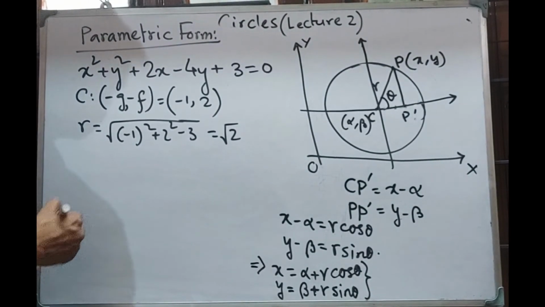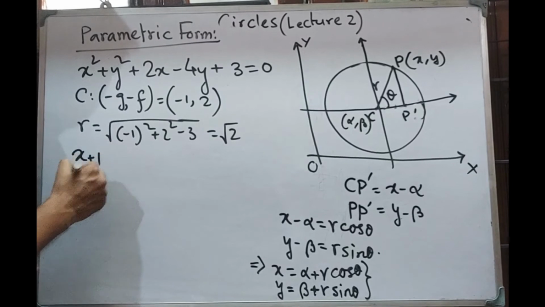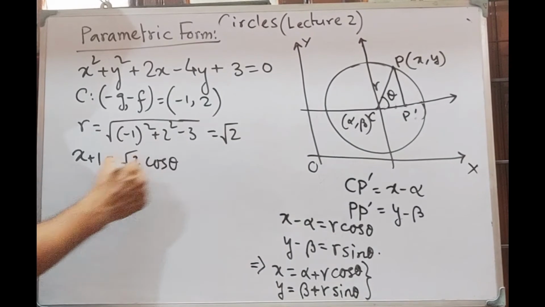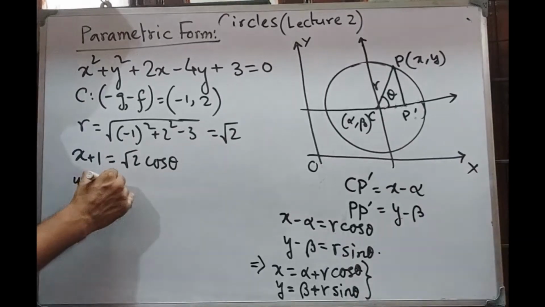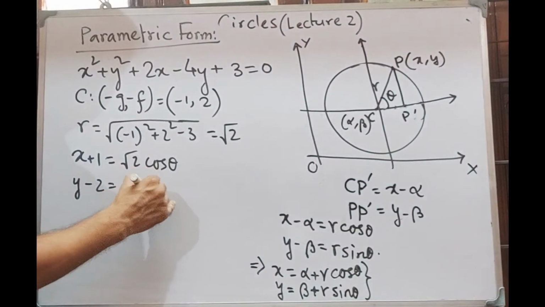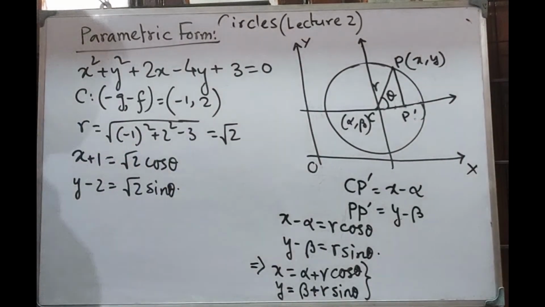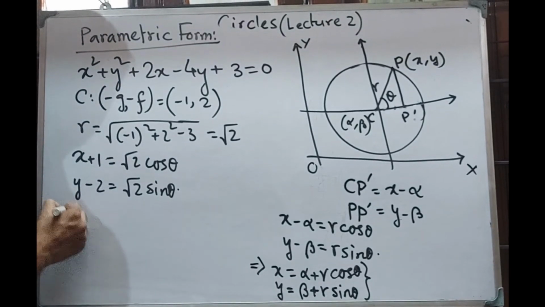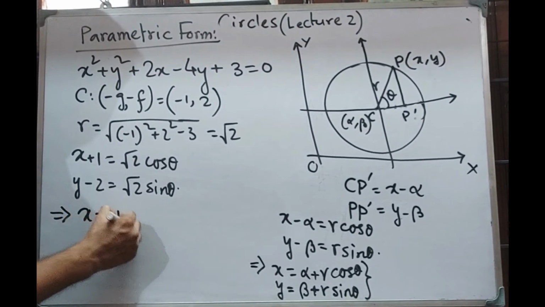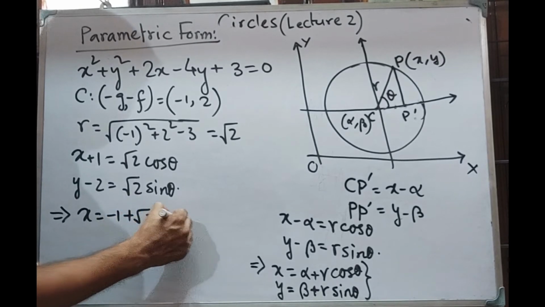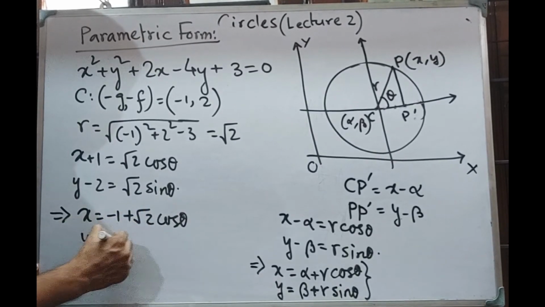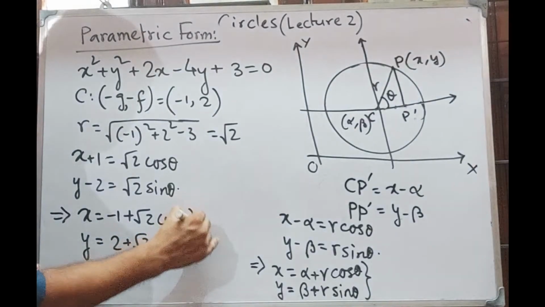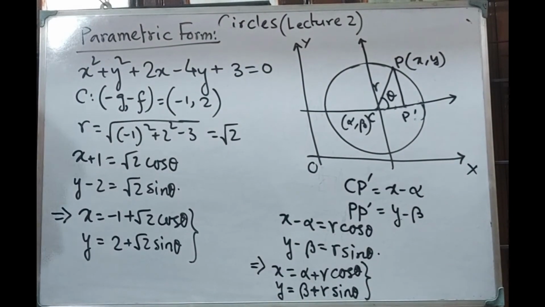So from this we can say that the parametric form should be x plus 1 is equal to root 2 cos theta, and y minus 2 is equal to root 2 sin theta. If you compare this form here, this should be the thing. So from here we can write x is equal to minus 1 plus root 2 cos theta, and y is equal to 2 plus root 2 sin theta. So this is called the parametric form of the circle.